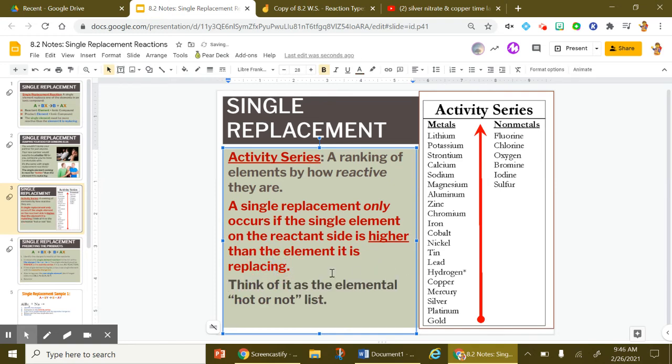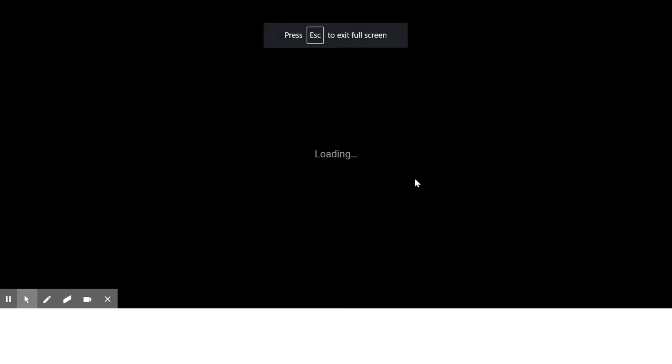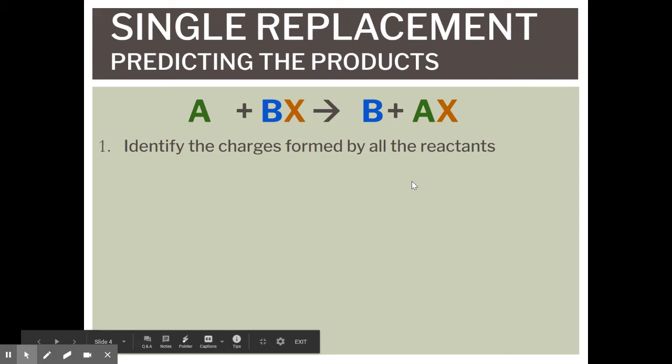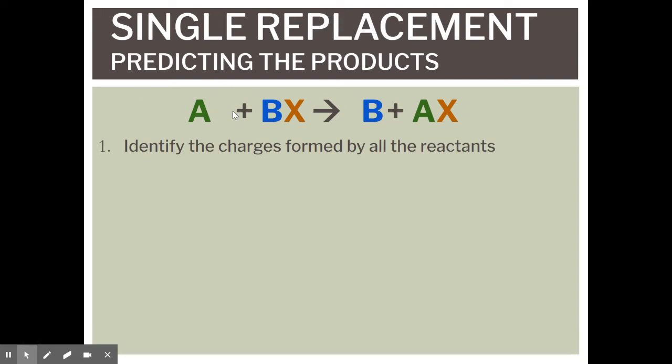Okay, in order for a single replacement reaction to occur, the single element coming in needs to be higher on the list than the element it is replacing. So the steps of a single replacement reaction are this. Here are the steps. First step, identify all of the charges formed by all of the reactants.